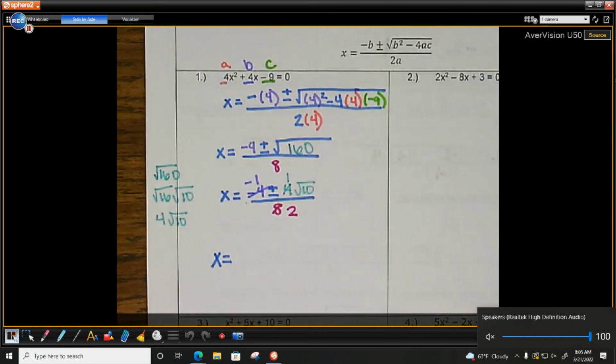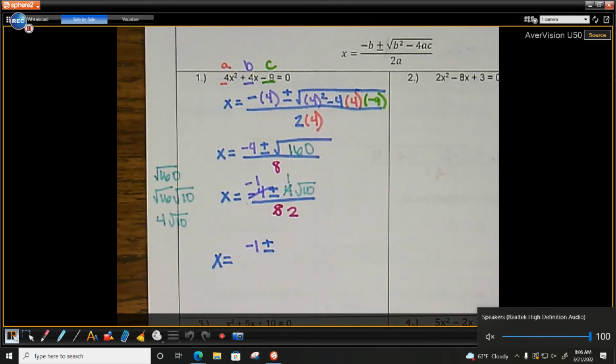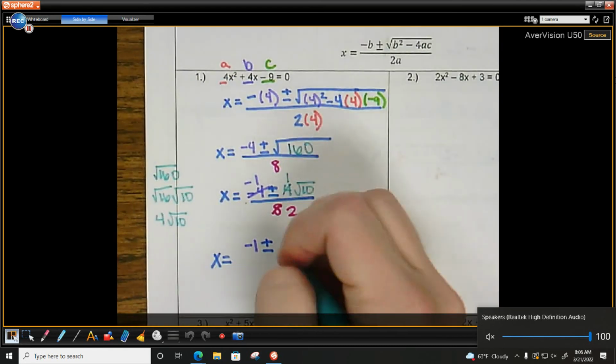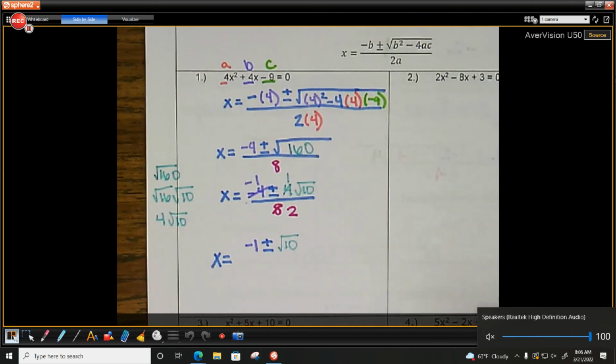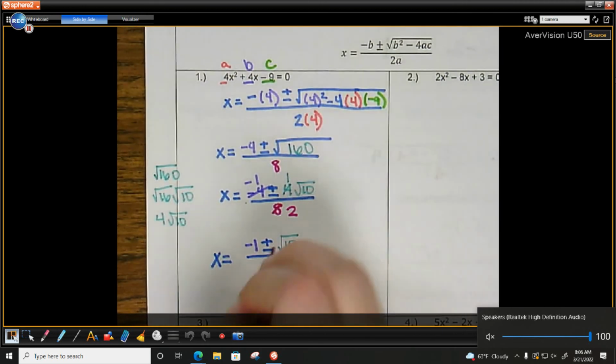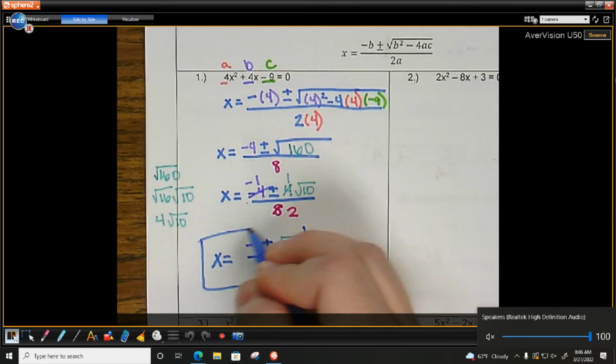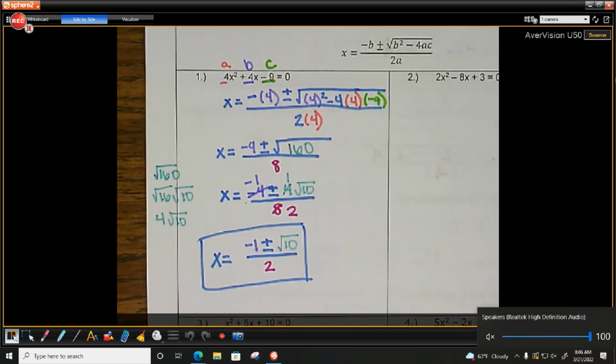negative 1 plus or minus, if I write 1 root 10, do you need the 1 there? No, just like if you have 1x, do you need the 1 there? No, so I'm going to do root 10 over 2. So that would be if it said simplified radical form. Do you see how you're starting out the exact same way, no matter if it says simplified radical form or decimal rounded form or whatever? But your answers are going to look vastly different. Okay?